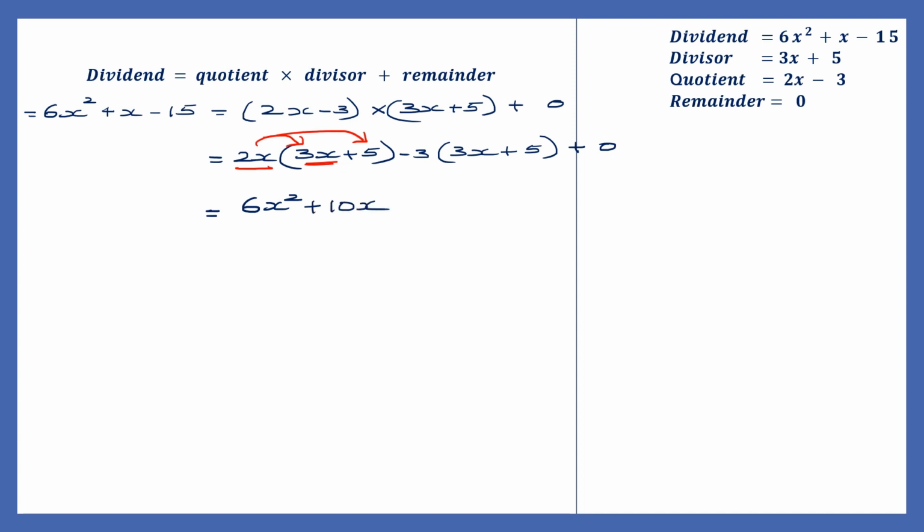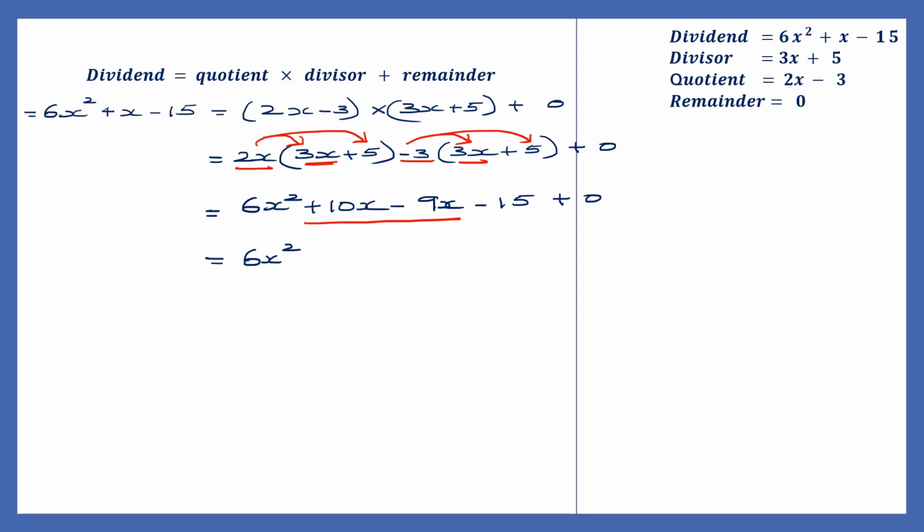Let's go to the next one. Minus 3 into 3x. So the sign is minus. 3 3s are 9, 9x. Next we multiply minus 3 into 5. So sign is minus. 3 5s are 15 plus 0. So now here let's look for the like terms. 6x squared is by itself. Now we have like terms here, plus 10x minus 9x.